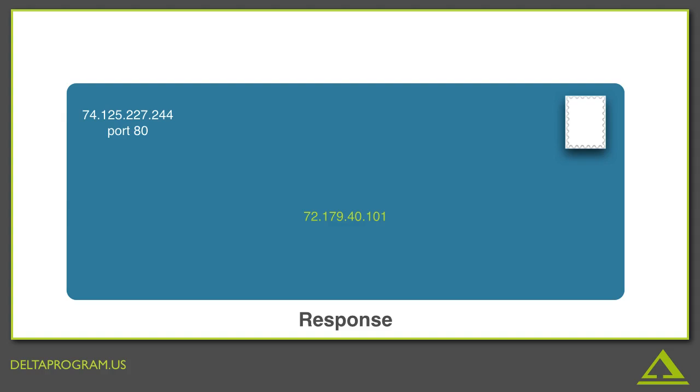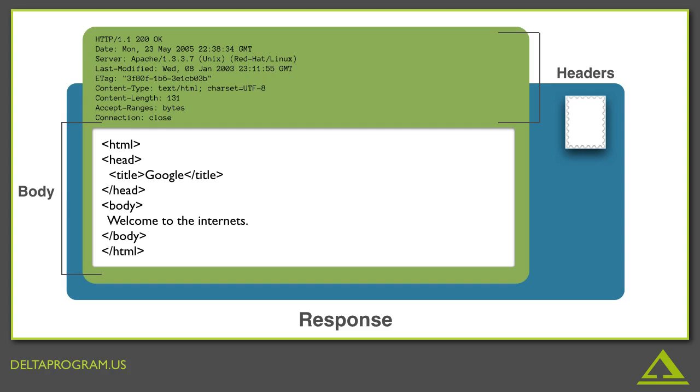Once you send that, what you're going to get back is an actual response message. Now the response message looks very similar. It's going to have the same kind of destination and return address specification that we had for a request, only this piece of mail is sent to you. But it looks very similar.